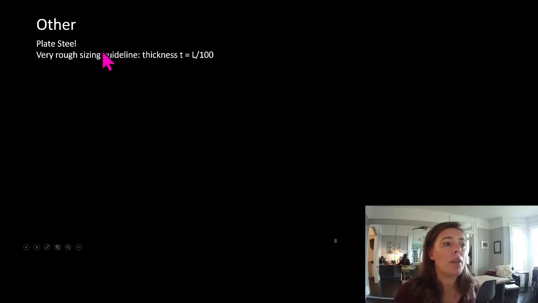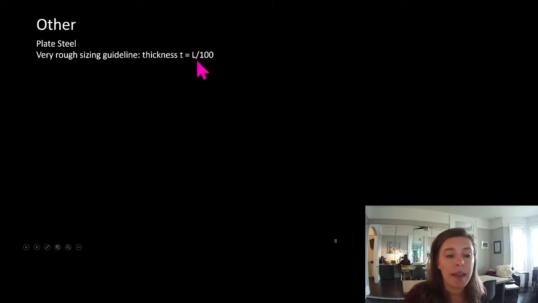What other criteria might we want to think about? Well, plate steel can have different strength requirements. And for very rough sizing guidelines, the thickness of plate would probably be the length divided by 100. So that would be the unsupported length of it.